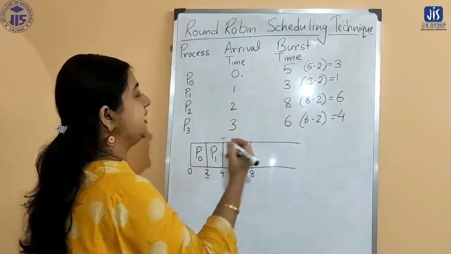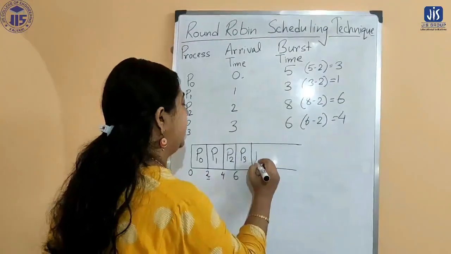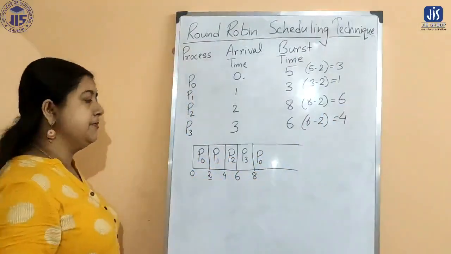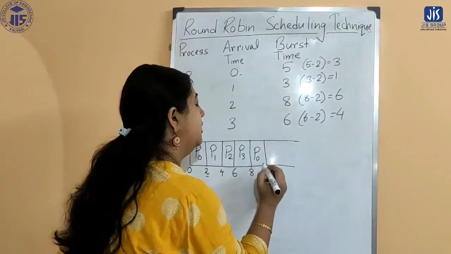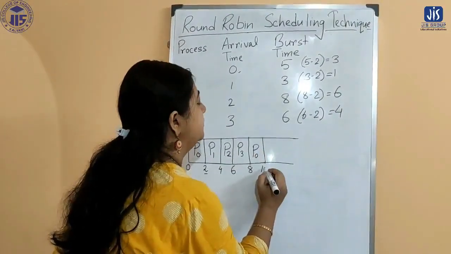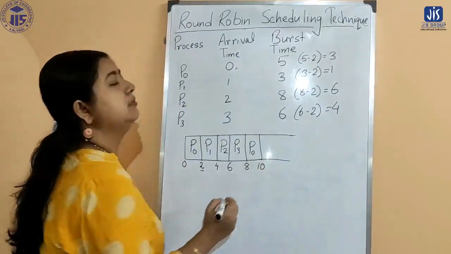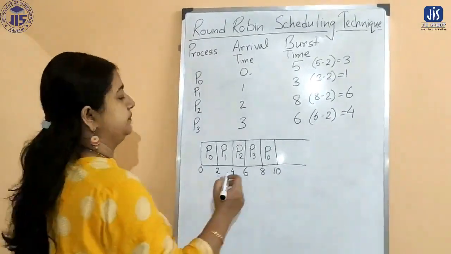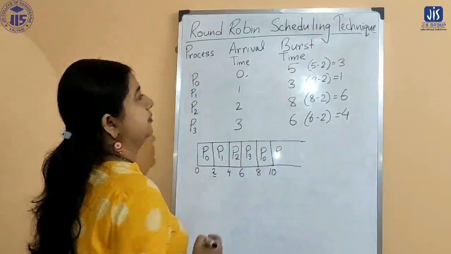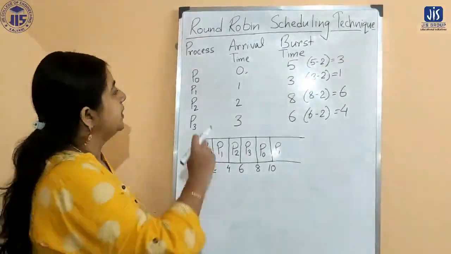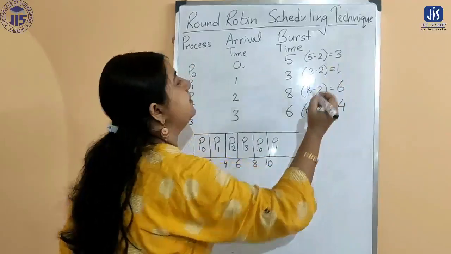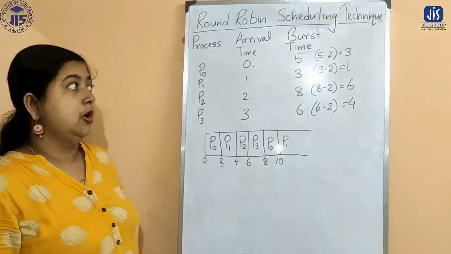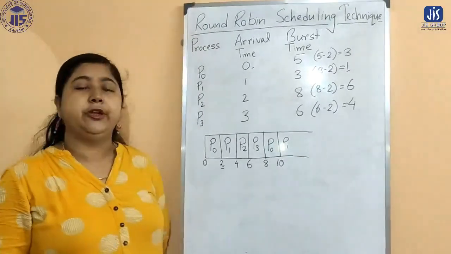Now the second round starts. Again we have P0. It requires a total of 3 units of time, so it can continue for 2 units. So the time is now 10. After this we have P1. Now here you need to notice: P1's remaining time is 1 and the time slot is 2. So for what amount of time is P1 going to have the CPU?